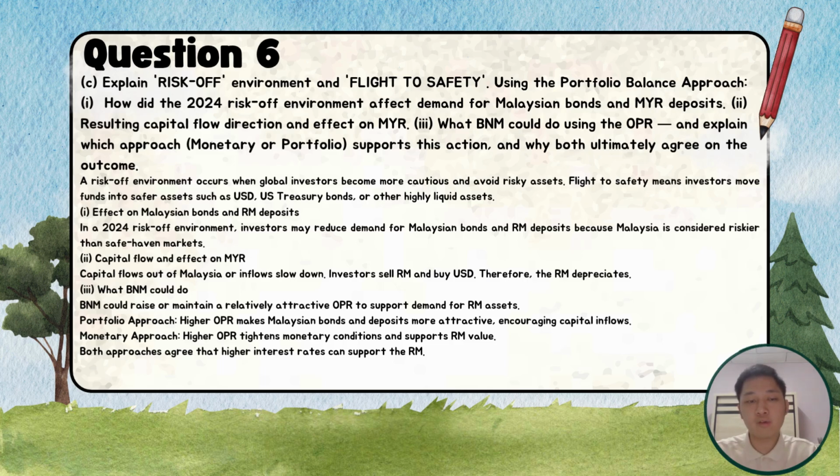To support the ringgit Malaysia, BNM could raise or maintain a relatively attractive OPR. Under the portfolio approach, a higher OPR makes Malaysian bonds and deposits more attractive to investors. Under the monetary approach, a higher OPR tightens monetary conditions and supports ringgit Malaysia value.